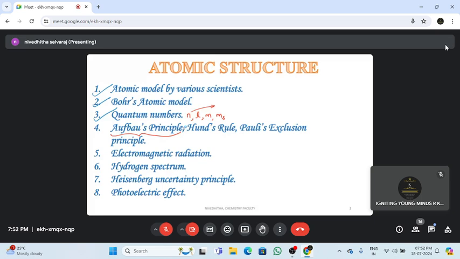For example, if you are provided with 4 orbitals, among these 4 orbitals you have to know which orbital has lower energy and which orbital has higher energy. How to find that? Is there any formula to do that? There is a rule called the n plus l rule.